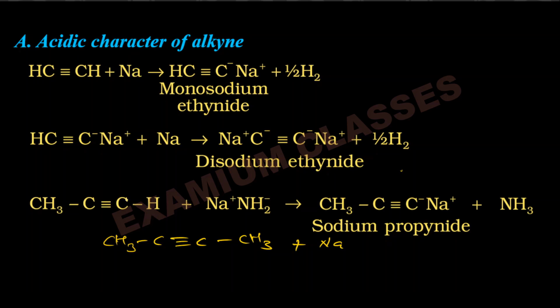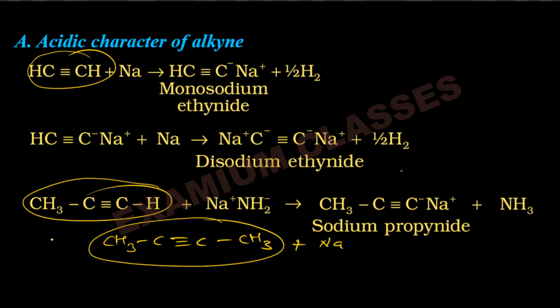Propyne has just one hydrogen which can be replaced. Butyne has no hydrogens to be replaced, so it is least acidic. So if you are asked to arrange these in decreasing order of acidic character, it will be ethyne, propyne and butyne, if all are alkynes.